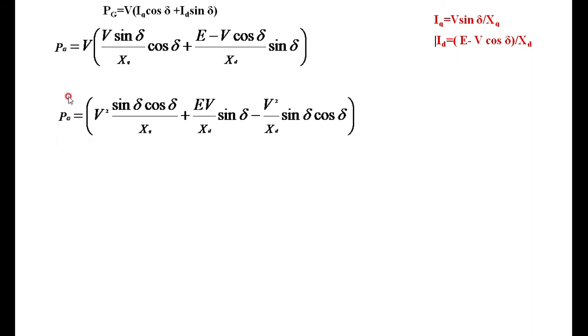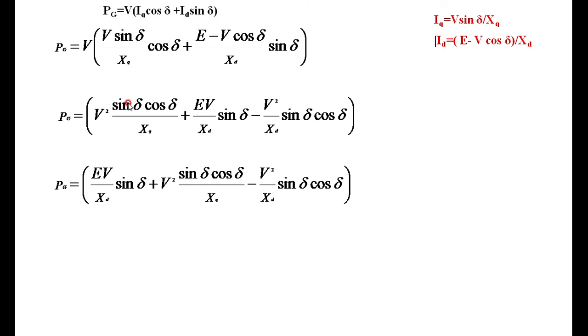To simplify further, V into V, that is V square, sin delta cos delta by xq. Then V is multiplying here, and we are also breaking this term into two, that is one is EV by xd sin delta. Then the other term is minus V square sin delta cos delta divided by xd, that is minus V square by xd sin delta cos delta. Further, if you are simplifying this, I am taking this as the first term, that is EV sin delta.